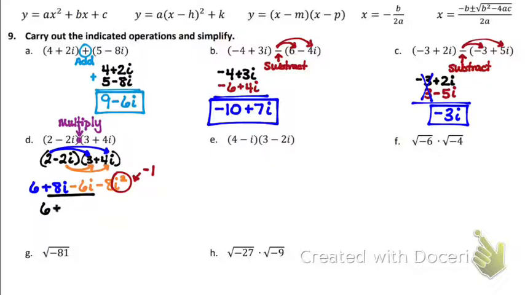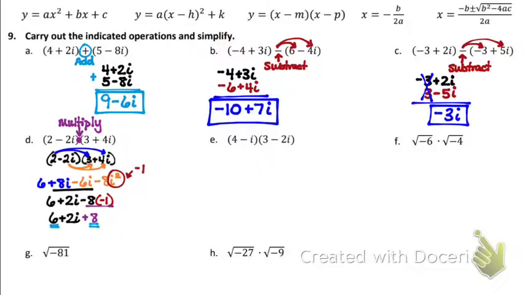So I have 6 plus 2i minus 8 times negative 1. What is 8 times negative 1? Negative 8, so minus a negative 8 is just a plus 8. So 6 plus 2i plus 8. Have we combined all of our like terms together? What can I still combine? 6 and 8, which combine to give me what? 14. So I have 14 plus 2i as my final answer here.